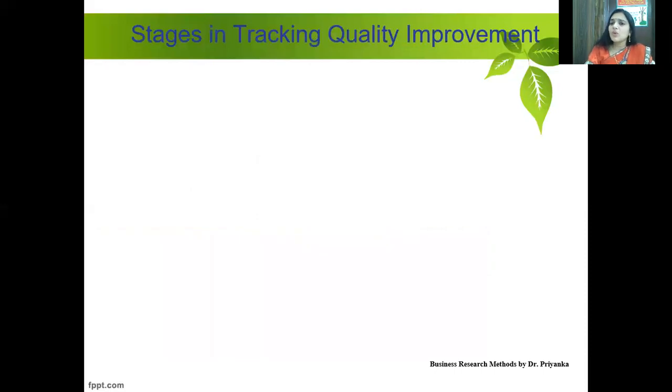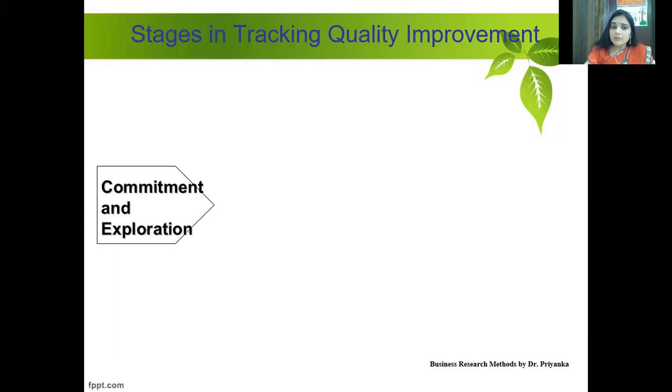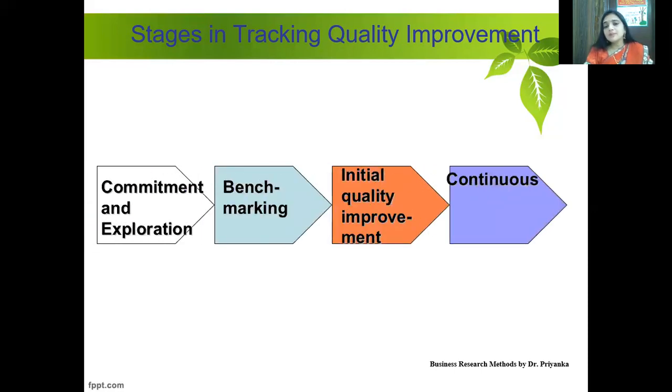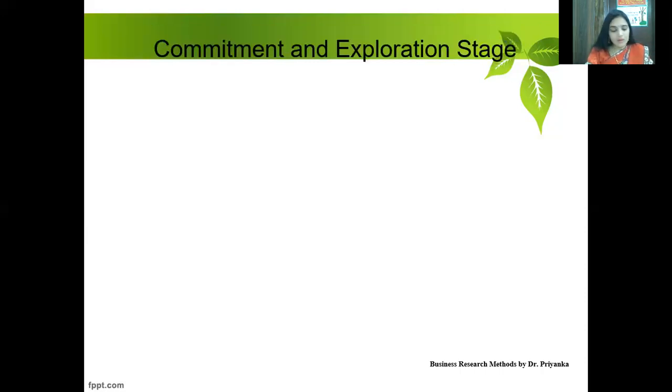Stages in tracking quality improvement. Number 1, commitment and exploration. Then benchmarking, initial quality improvement, and continuous quality improvement. Let us discuss them one by one.